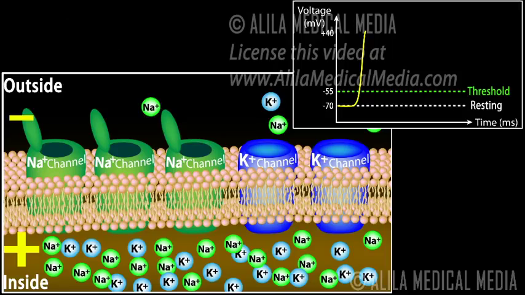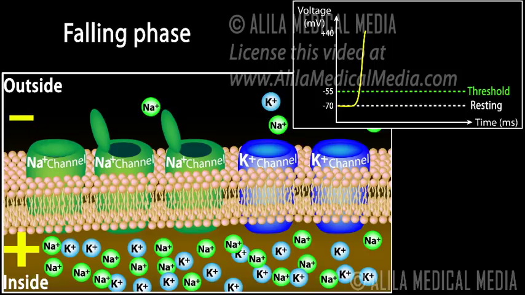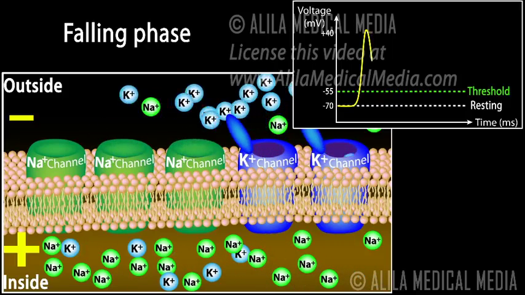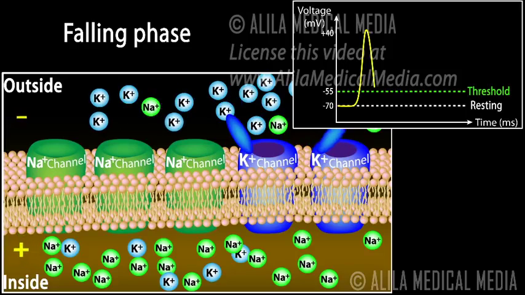As the action potential nears its peak, sodium channels begin to close. By this time, the slow potassium channels are fully open. Potassium ions rush out of the cell, and the voltage quickly returns to its original resting value. This corresponds to the falling phase of the action potential. Note that sodium and potassium have now switched places across the membrane.